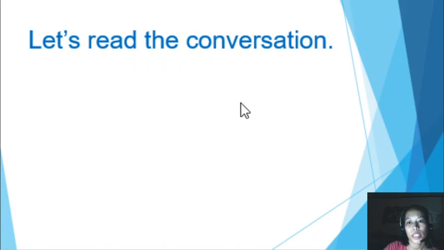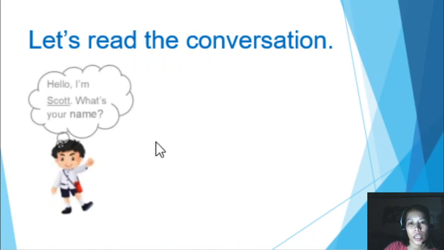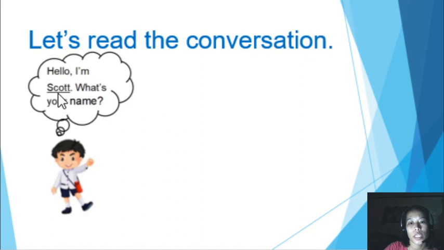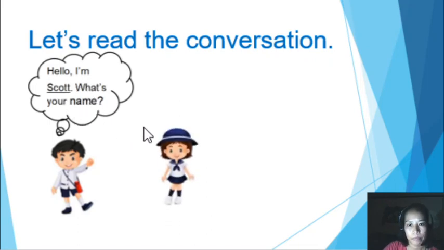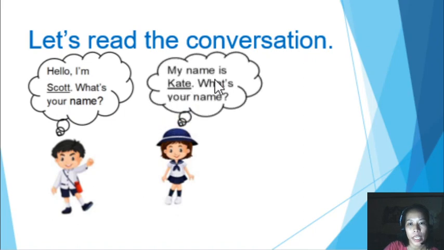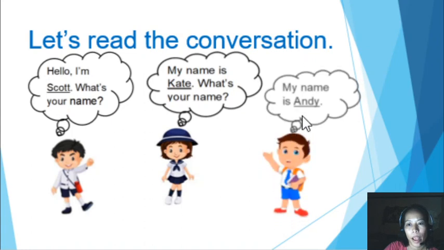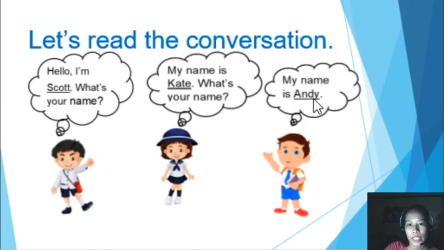Very good. So let's go to the next one. Let's read the conversation. Okay, so the first character is Scott. Okay, so please listen and repeat. Hello, I'm Scott. What's your name? My name is Kate. What's your name? My name is Andy. Okay, so this time I will read the lines of Scoot and Andy, and you will read the line of Kate.